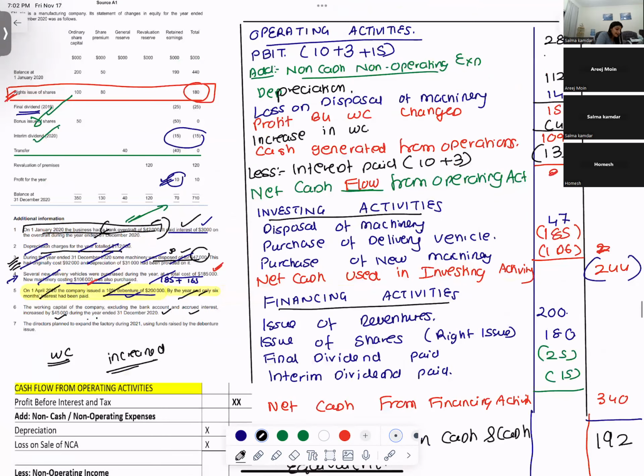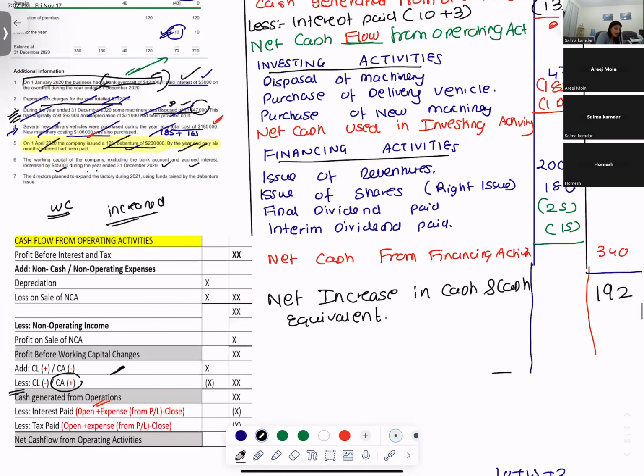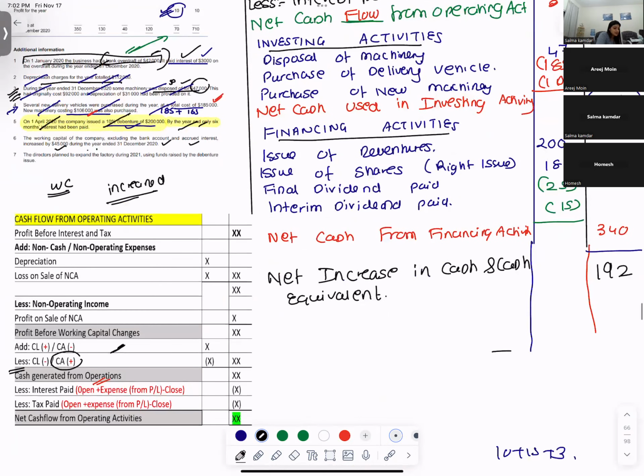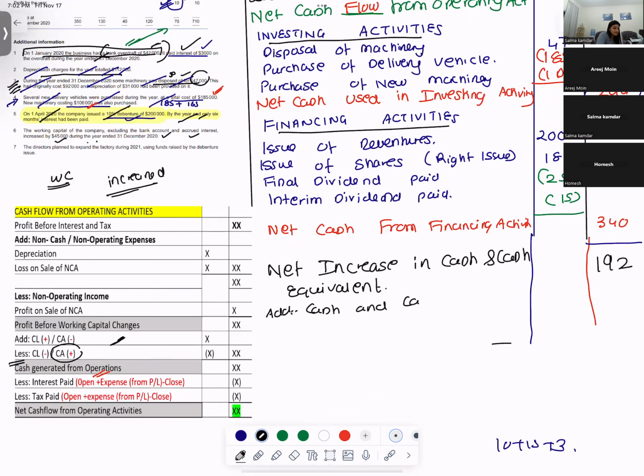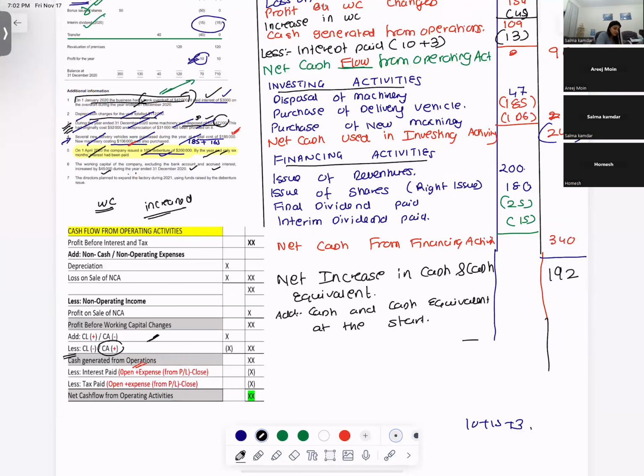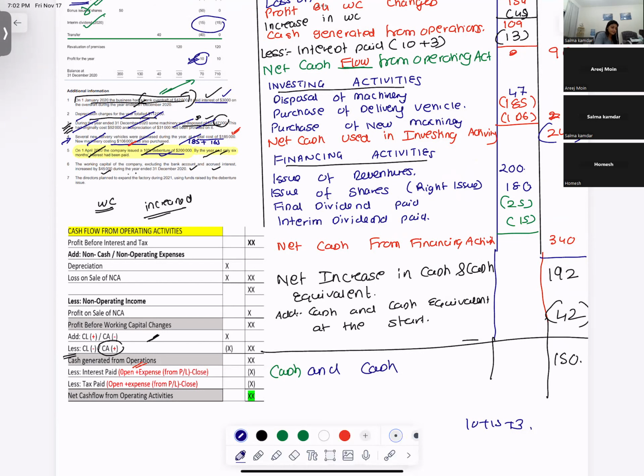So add cash and cash equivalent at the start, negative 42. So 192 minus 42 is 150. So what will you get? Closing cash and cash equivalent at the end.